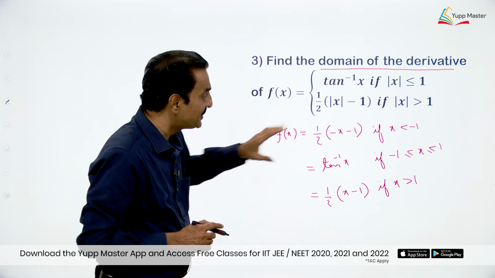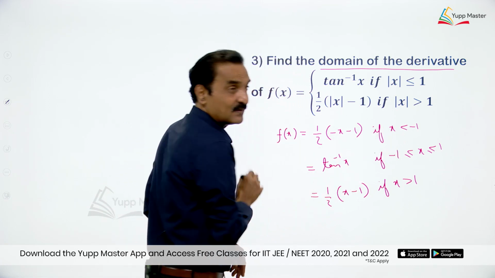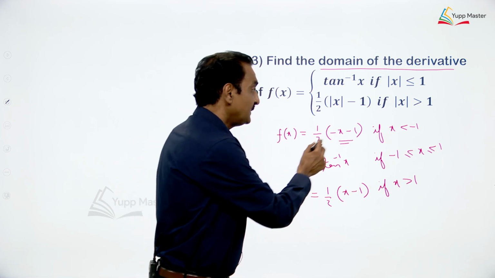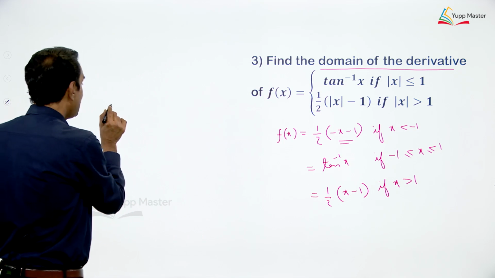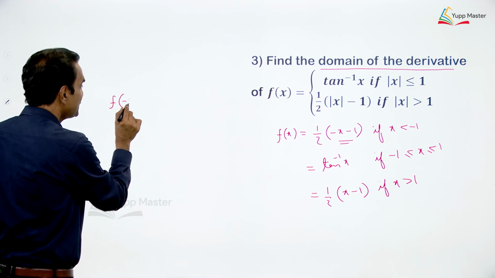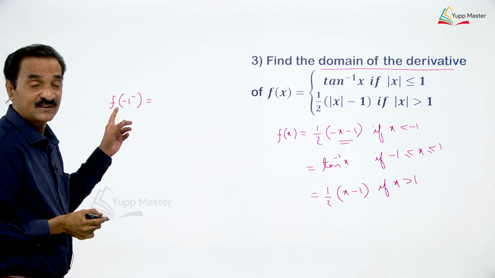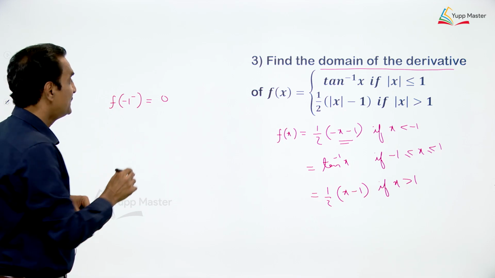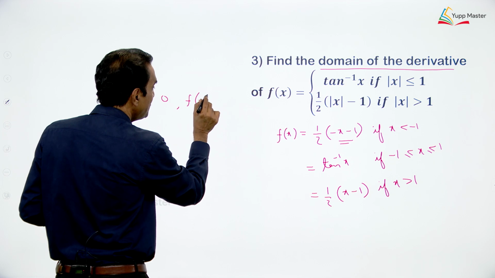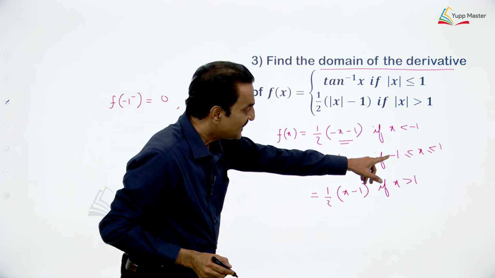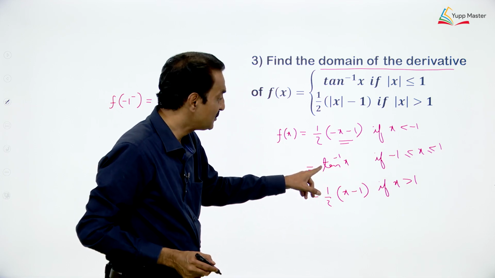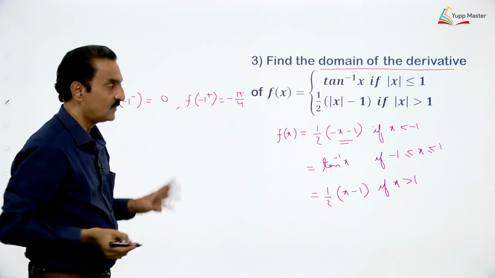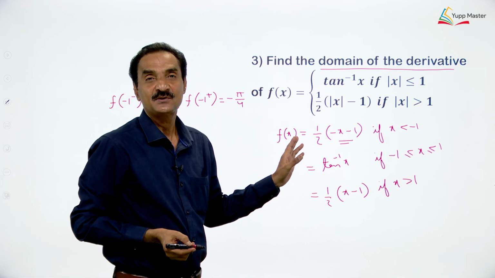So, if you check the continuity, what is the left hand limit as x tends to minus 1? You substitute x is equal to minus 1 here. What are you getting? 0. If you substitute x is equal to minus 1, this is 0. So, at minus 1, the left hand limit is, I can write, limit as x tends to minus 1 minus of f of x. This is 0, this is the left hand limit, and the right hand limit is f of minus 1 plus. How do we get it? When x is just greater than minus 1, this is the definition. So, substitute x is equal to minus 1 here, tan inverse of minus 1 is minus pi by 4. These two are not equal.